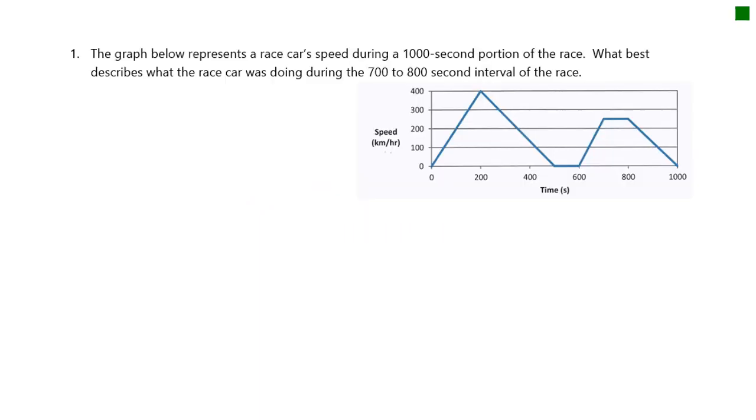Let's go to number one. It says the graph below represents a race car's speed during a 1,000-second portion of the race. What best describes what the race car was doing during the 700 to 800 second interval of the race? So I know seconds are on the bottom, right? Time, seconds. They told you from 700 to 800. So this is 800, right? And I'm guessing this is 700 because this is 6 and it's in the middle of 6 and 8. So that has to be 700. So they're talking about this line right here. What is happening to the race car? Well, the race car is not moving.